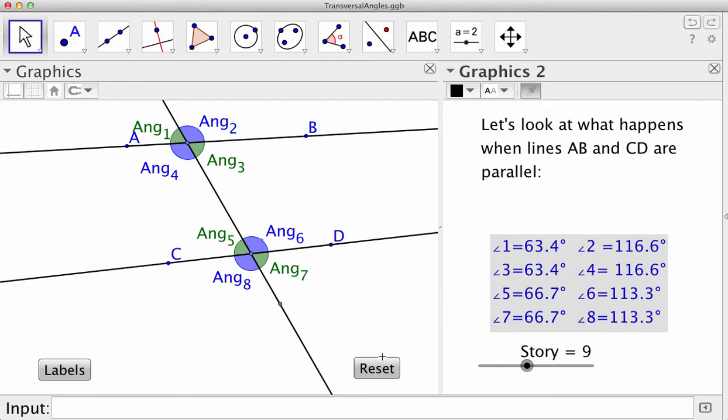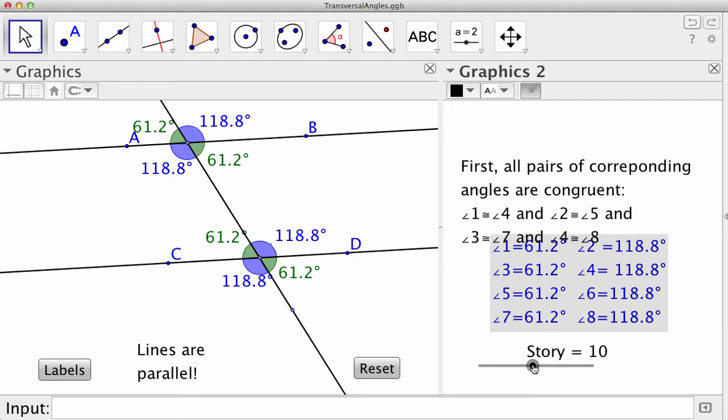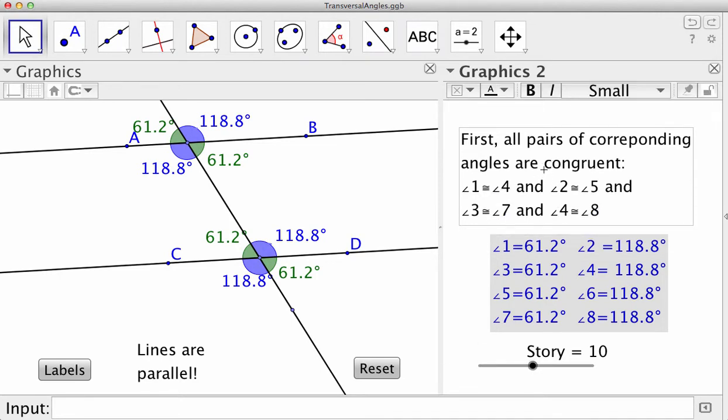Now let's look at what happens when lines AB and CD are parallel. Notice that when they're parallel, the measures in the 2 clusters of angles are congruent to each other. So all corresponding angles have the same measure. So angles 1 and 5, 1 up here, 5 down here, have the same measure, as do 2 and 6, 3 and 7, 4 and 8. So we see that all those pairs of corresponding angles are congruent to each other.